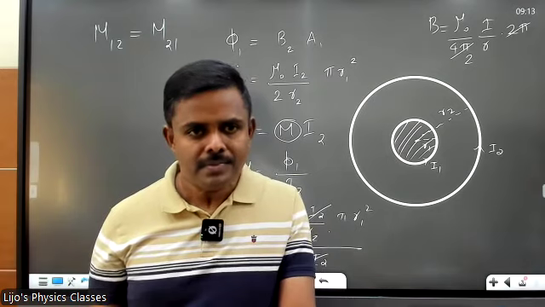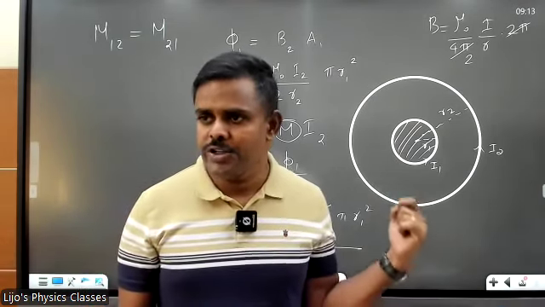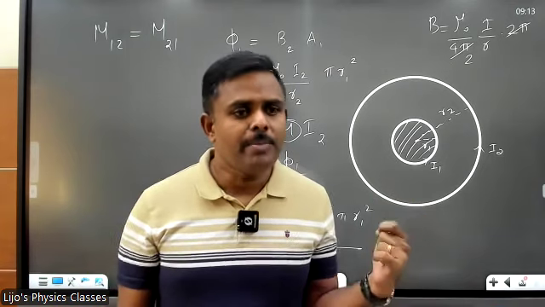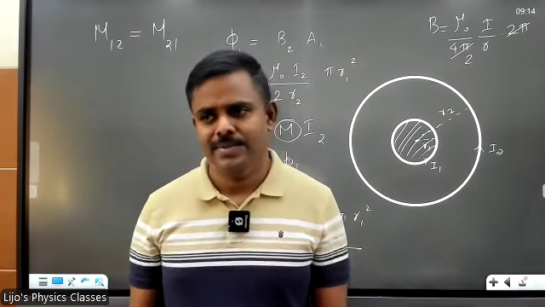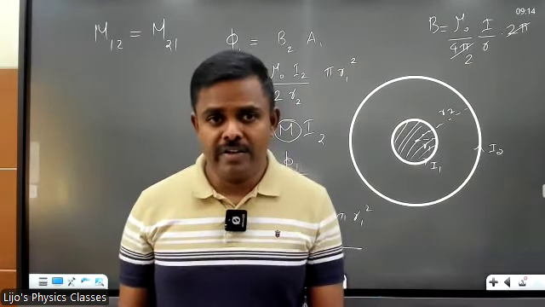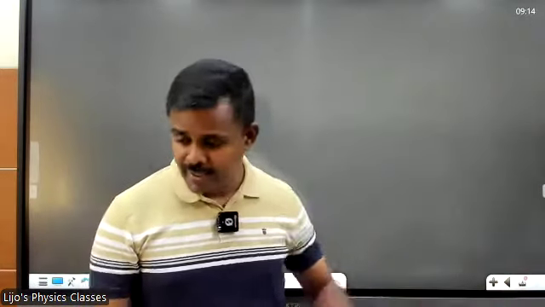Now this is the 3-mark question. It's very, very important. Coefficient of mutual induction for a pair of coils. Got it? Don't worry, we'll do it again. One more point, we'll come back and write.